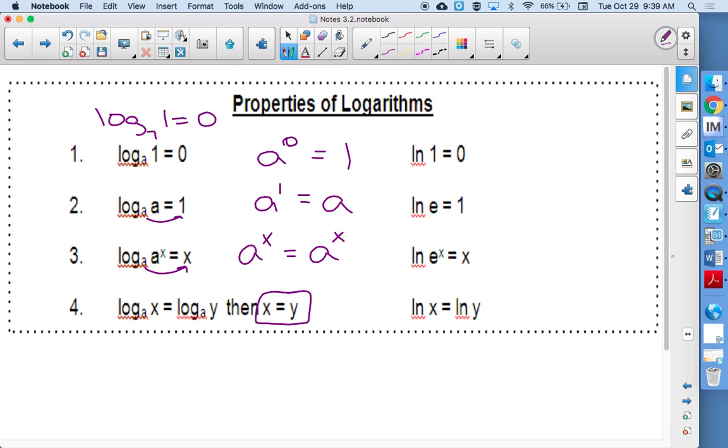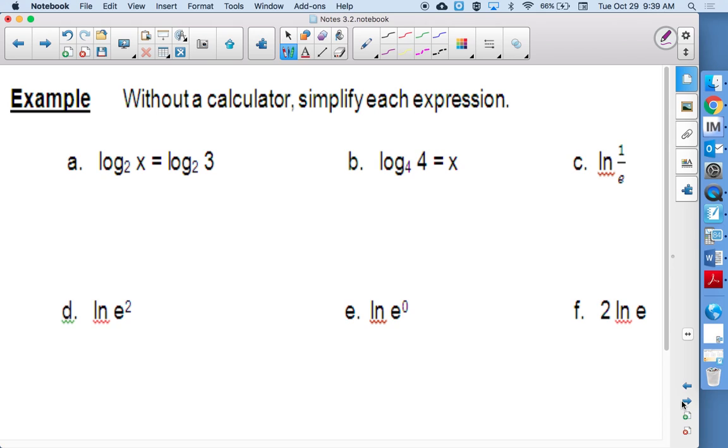So we're going to try and apply some of these properties, and then we're going to try and see if we can graph. So if you look, it says without a calculator. We're going to try and simplify these couple expressions. So the log base 2 of x equals the log base 2 of 3. If the bases are the same, then what could I say? Emma? X equals 3. And that's property number 4.